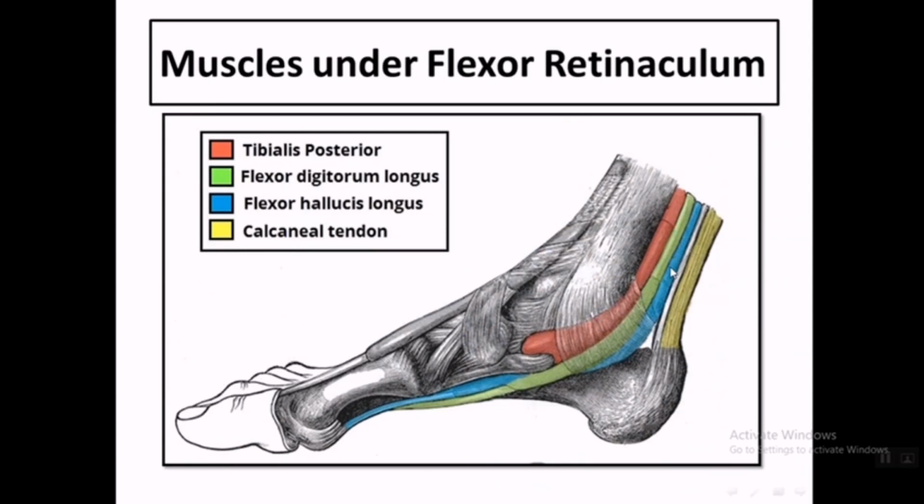Arrangement of these tendons: we see the tibialis posterior. Then we have the tendon of flexor digitorum longus. Then the flexor hallucis longus.